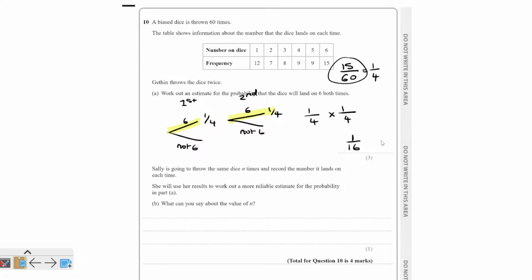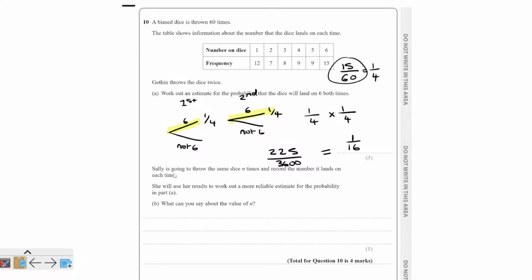So 1/16 would be our answer, or if you did use 15/60, I'm assuming your calculator would have simplified it anyway, but if you didn't simplify it, just so you know, the other option would be 225 over 3,600. That's the exact same probability, just unsimplified. So if you write either of those two things, that's the correct answer. They haven't asked you to simplify it.